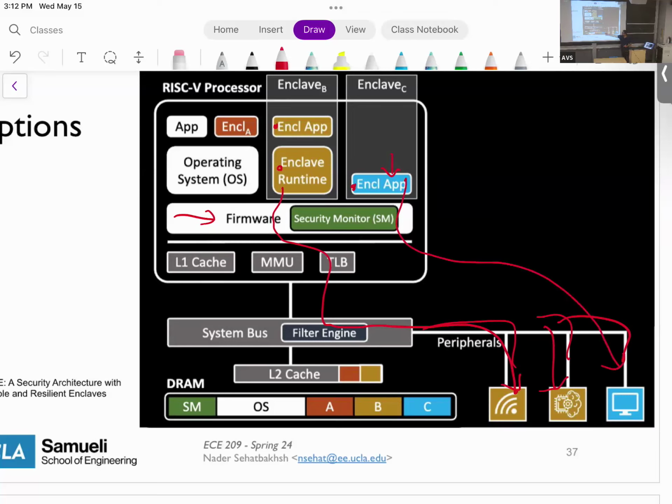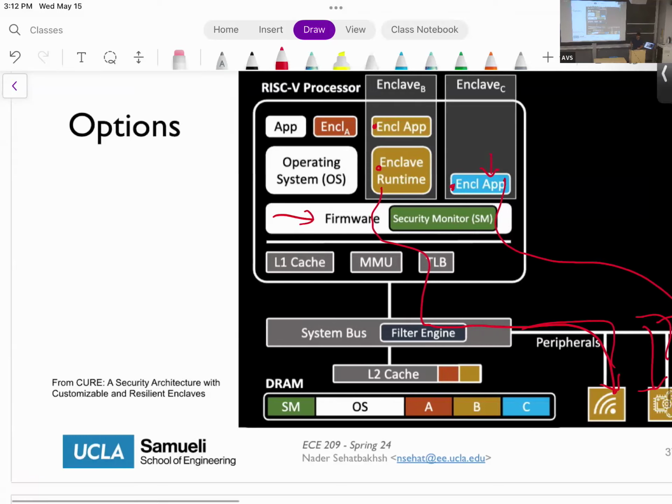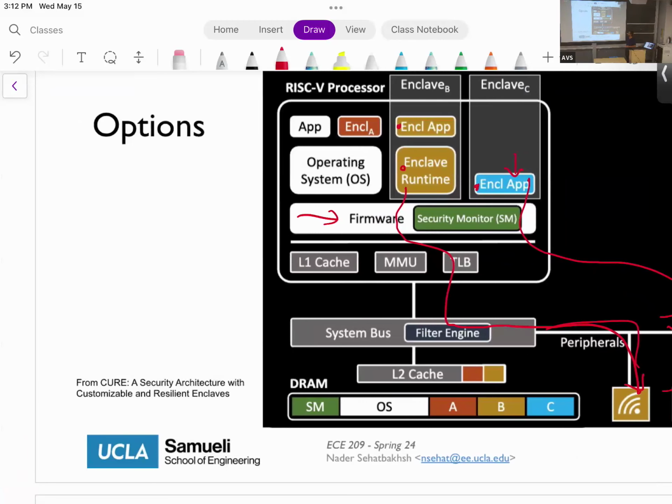And again, in all the other sections of the system, you also need to do this isolation for your system. So long story short, you can have all three options. You can have just the enclave, you can have the enclave and runtime, and you can have just the app. And these are all the possible options for creating an enclave.